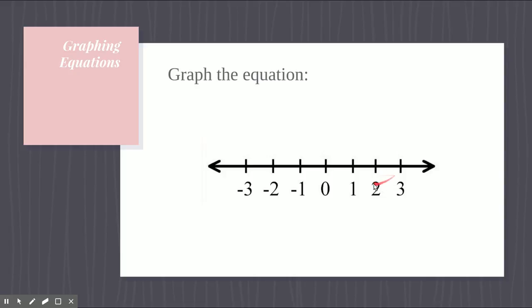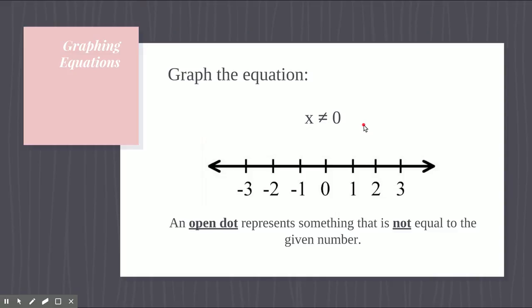All right, let's try another one. This one says x does not equal 0. So in this case, we do something a little bit different. We put an open dot down, because an open dot represents a number that is not equal to. It's kind of saying that because it's open, it's excluding something. However, that means all the solutions to the right could go into x. So for instance, if I put 1 into x, 1 does not equal 0, so that's true.